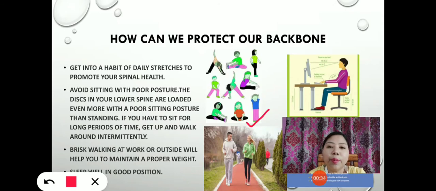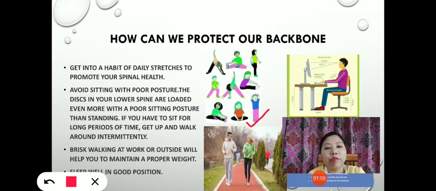Another important thing is to sit in a correct posture. We should avoid sitting with poor posture because the discs in our lower spine are loaded even more with a poor sitting posture than standing. As I have said, the weight is borne by the spine, so it becomes very important for us to sit in a good posture. Poor posture will lead to various problems.